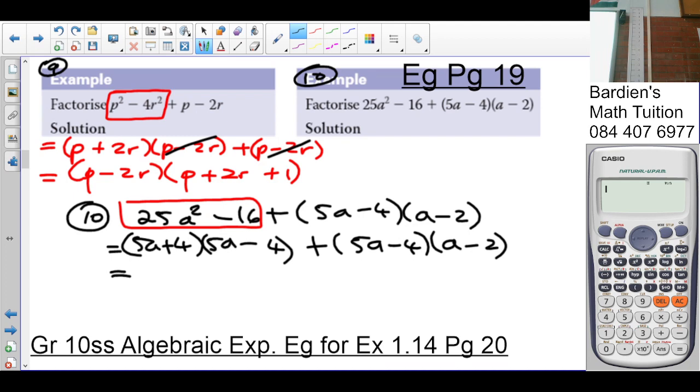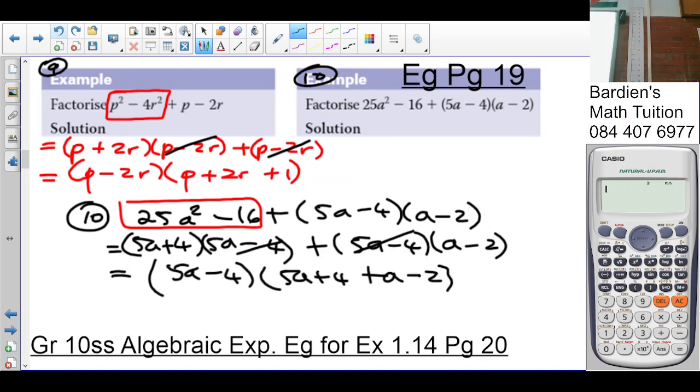So between the 2 terms, what is common? We know that 5a minus 4 is a common factor in those 2 terms. So again, to factorize, we must take out 5a minus 4 as a common factor. Take it out, I'm left with 5a plus 4 and plus a minus 2. So as you can see in the second bracket, we have like terms. So 5a plus a is going to give you 6a, and 4 minus 2 is going to give you positive 2.